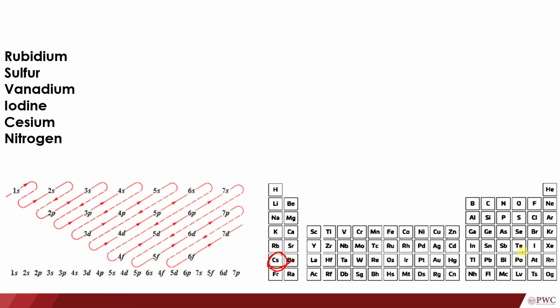Next, we have cesium over here. So the closest is xenon. Then we have 6s, then 6s1.